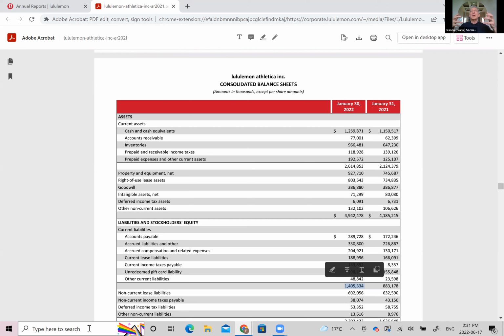The larger it is, the more liquid you are. The more liquid you are, the higher probability you have of surviving the short term. And so those are two basic liquidity ratios. The higher they are, the more liquid the company is. So let's build on it.